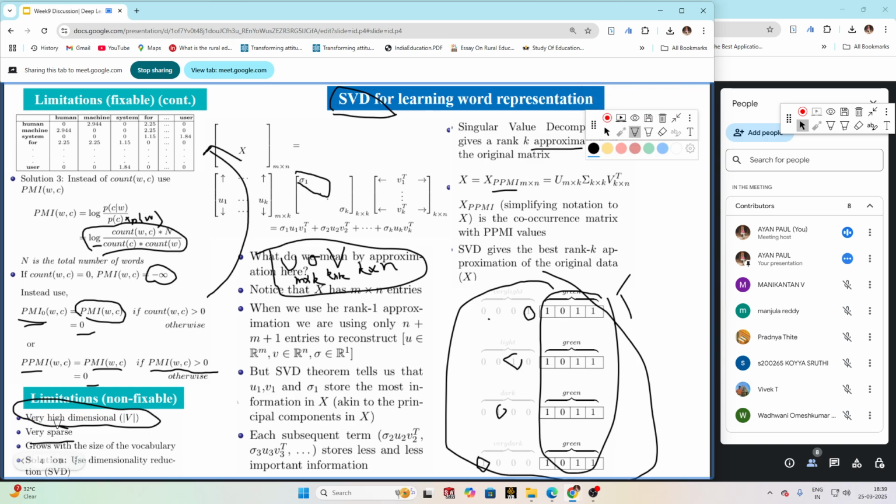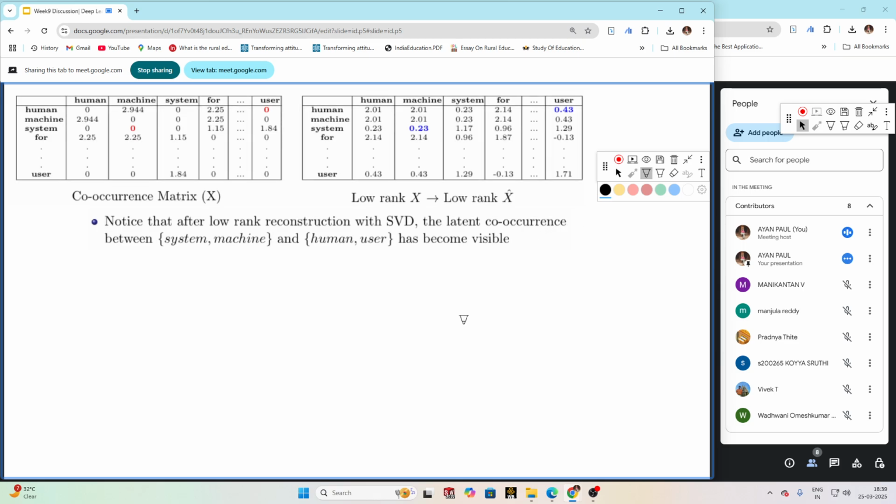So by that we are reducing the dimensionality of V. Earlier our V was of size 8, but now our V is of only size 4. That is the intuition behind SVD. Now whenever we are doing just PPMI, you can see this is the co-occurrence matrix. In this co-occurrence matrix, one of the most important things is, you can see, system and machine: we are getting the value 0.